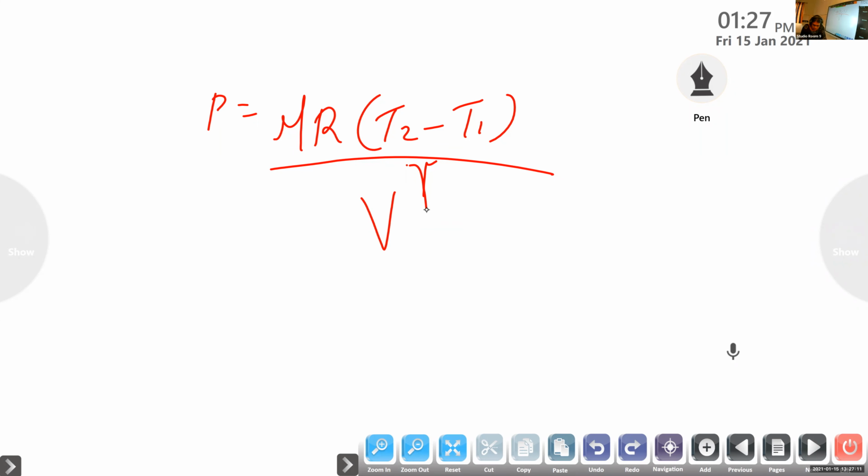Now in between, we have work done. Work done is equal to, write down, 1 by (1 minus gamma) into P2 V2 minus P1 V1.